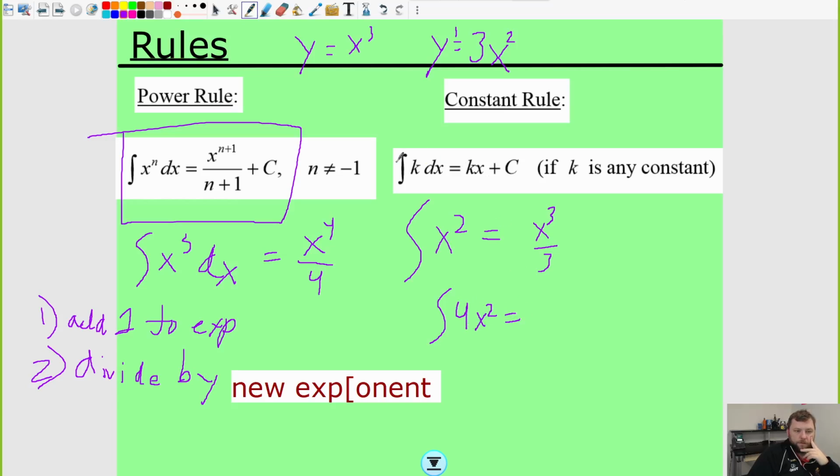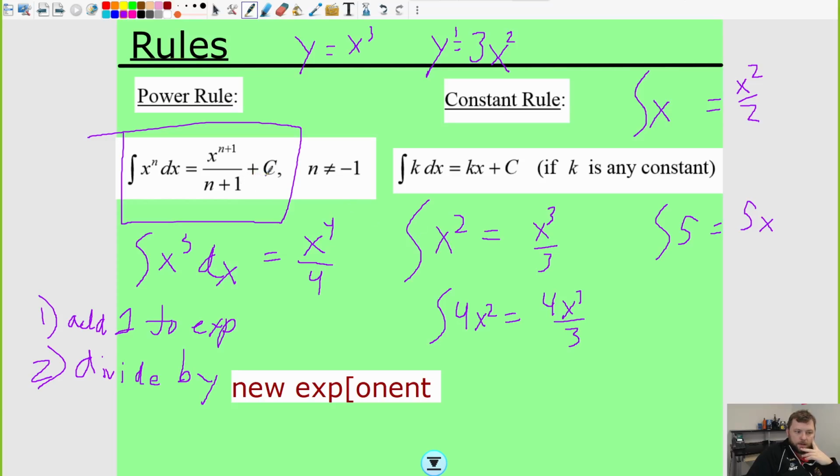Well, you just keep the coefficients. That's what things like the constant rule mean. So 4x cubed divided by 3. Simplify if you want. Now, what if you just had an x? Well, that's like x to the 1, so it'd be x to the 2 divided by 2. What if you just had a number like 5? That's like having x to the 0. So that's just going to be 5x. Add an x to the end.